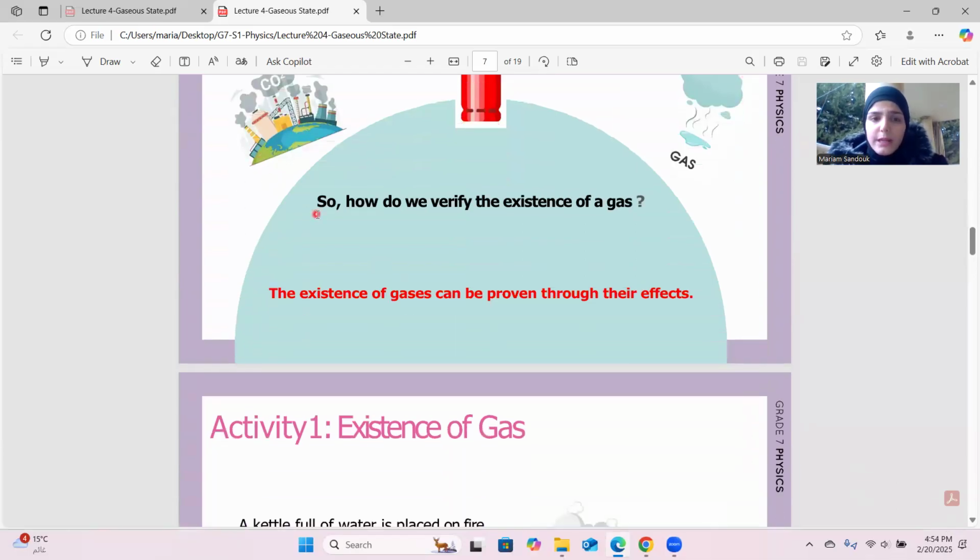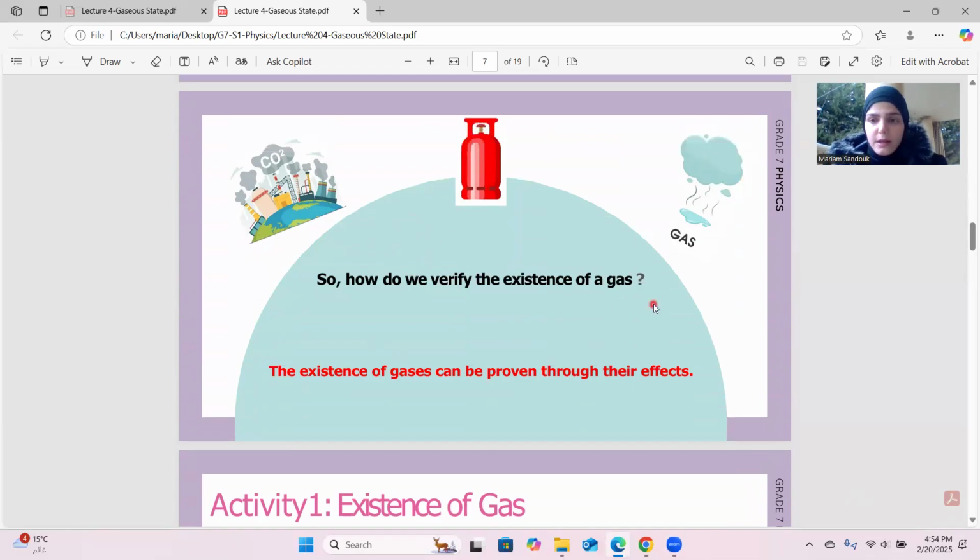So now I want to ask you a question. How do we verify the existence of a gas? How can I know that gas exists? Gas is present. The existence of gases can be proven through their effects. So we do several experiments and we see how gas acts in order to know that it is present and it really exists.